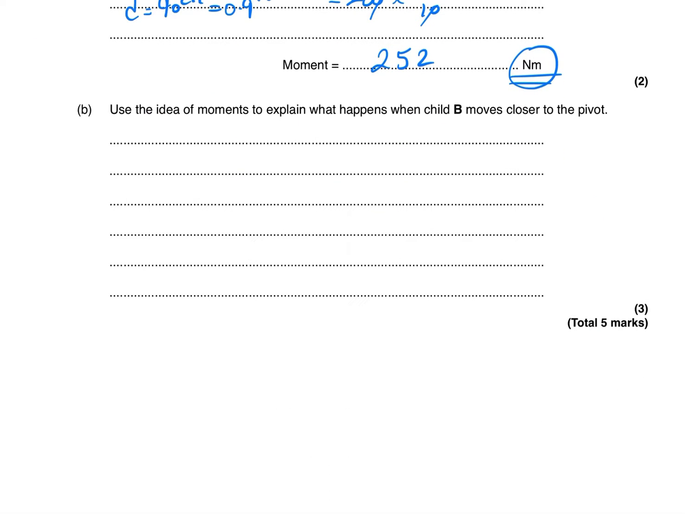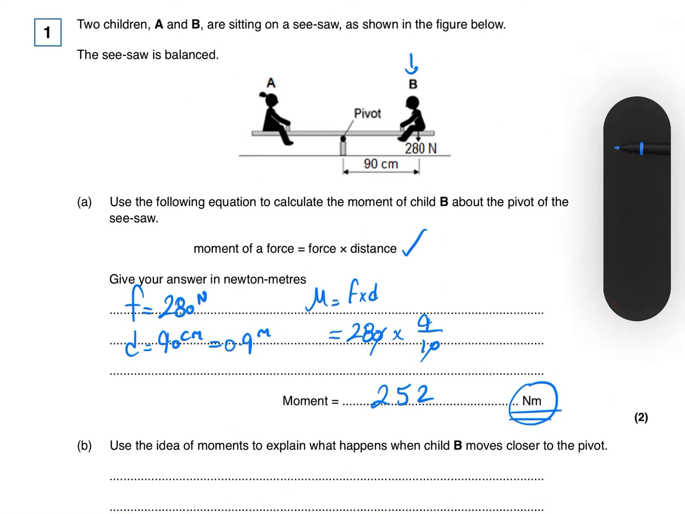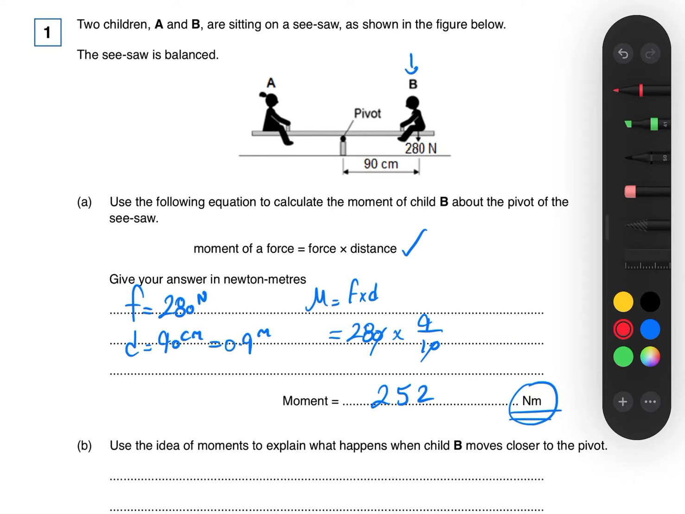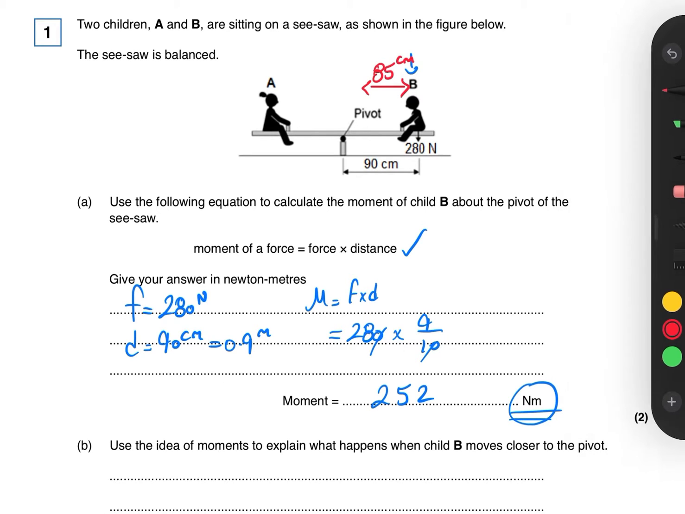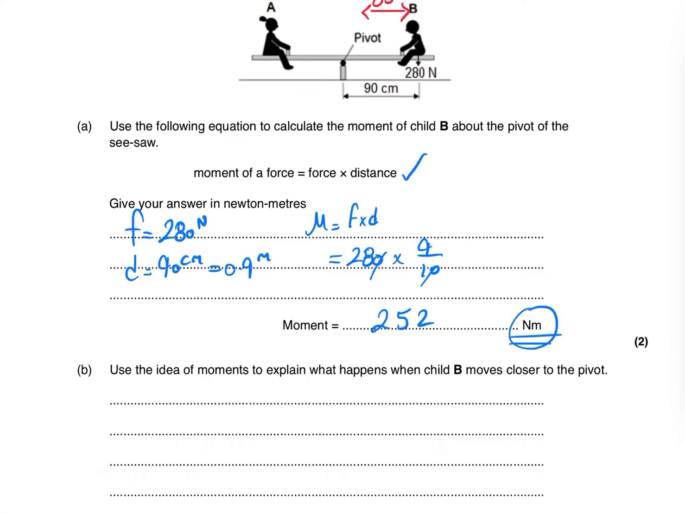Use the idea of moments to explain what happens when child B moves closer to the pivot. So let's imagine child B actually moves a bit closer to the pivot. Let's say, for example, he moves 5 centimeters closer to the pivot. He's now 85 centimeters away. Whenever the distance decreases, the moment also decreases, and it's vice versa. If you increase the distance, moment increases.